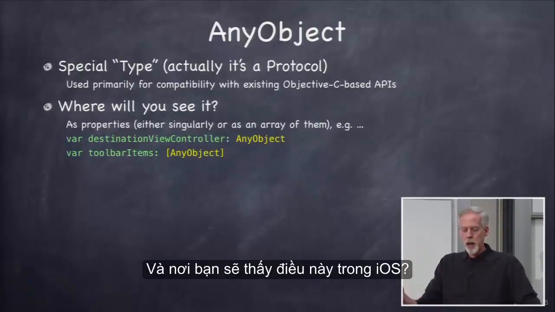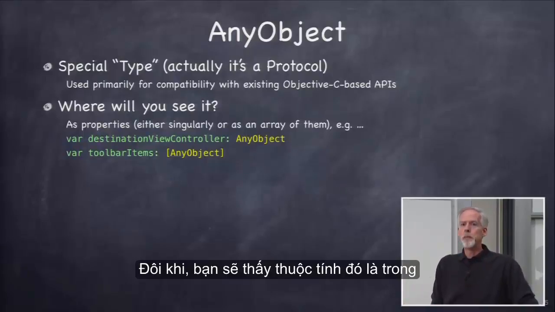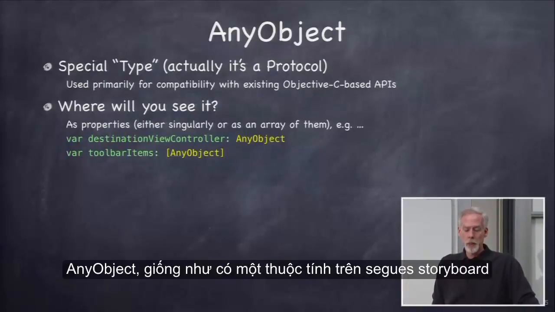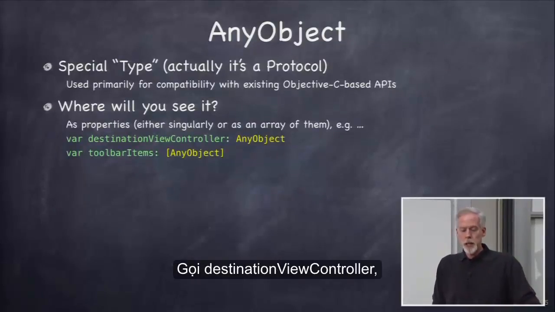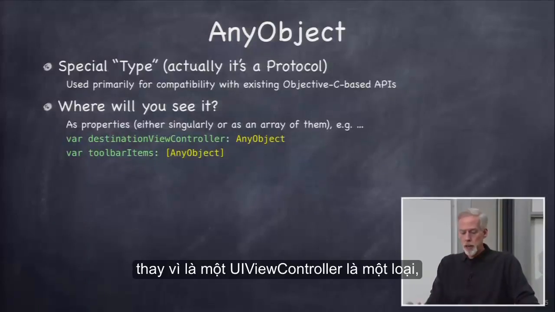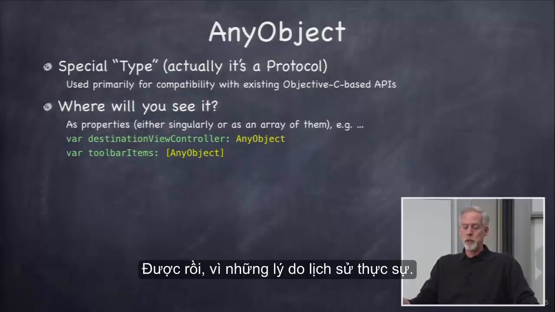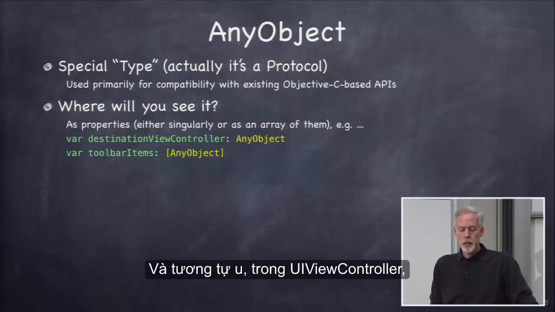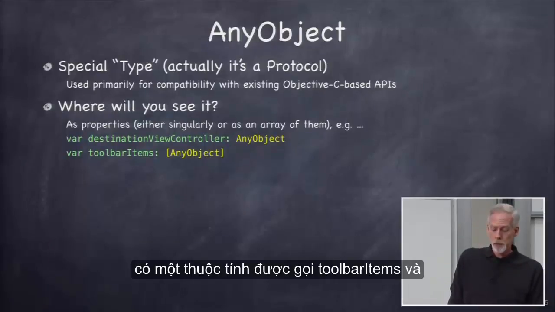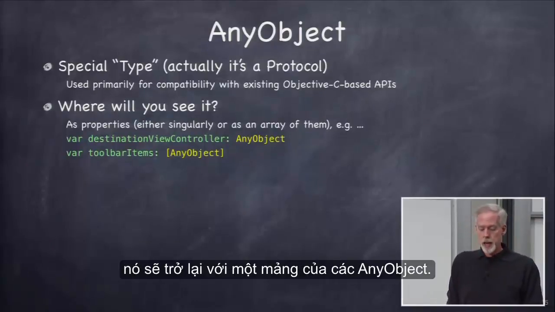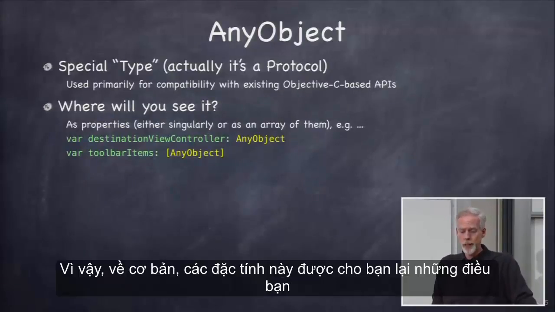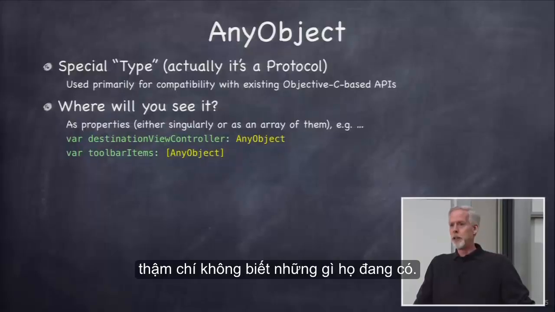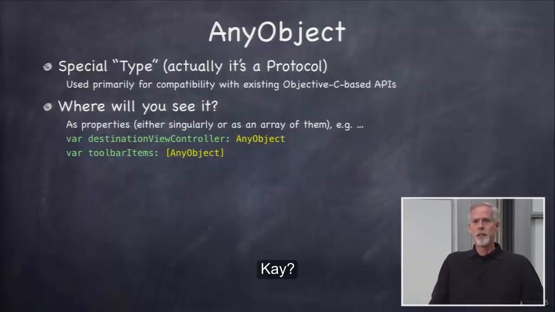And where will you see this in iOS? Sometimes you'll see properties that are AnyObject. Like there's a property on storyboard segues, which we're going to talk about next week, called destinationViewController. Instead of being a UIViewController, it's AnyObject, for historical reasons, really. Similarly, in UIViewController, there's a property called toolbarItems, and it returns an array of AnyObject. So basically, these properties are giving you back things you don't even know what they are.